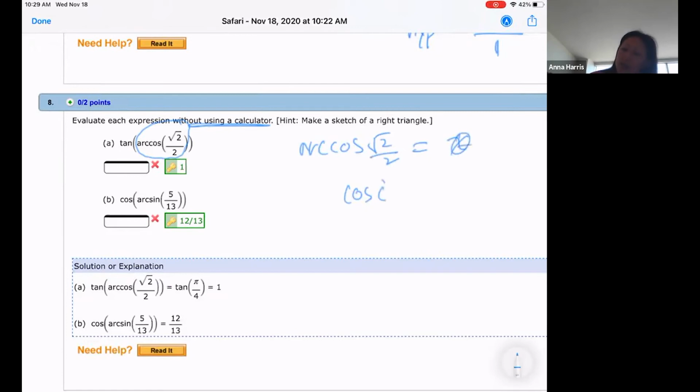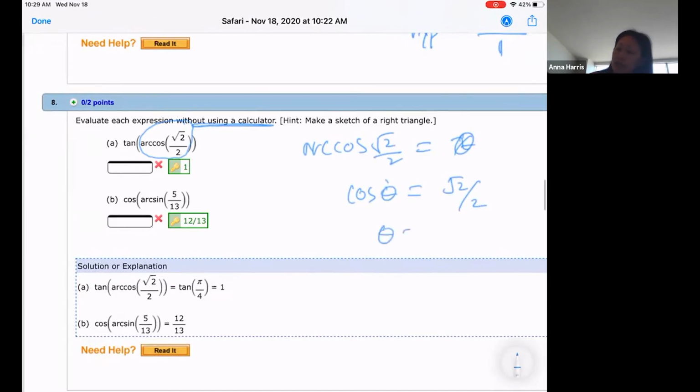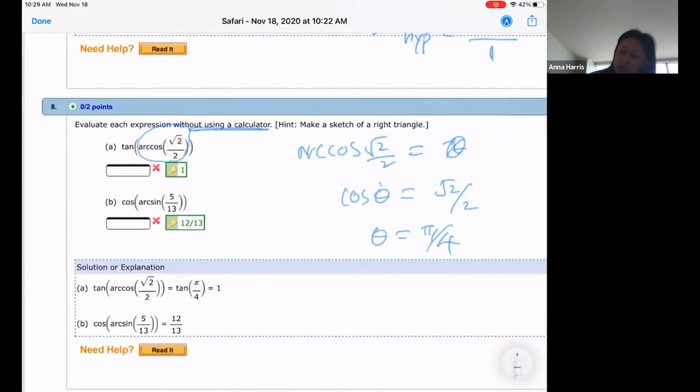I'm going to call it theta. Cosine theta is equal to square root of 2 over 2. So what angle has cosine square root of 2 over 2? Theta would be equal to pi over 4. So now I can plug it in. What is tangent pi over 4? Then you're going to say that is equal to 1.